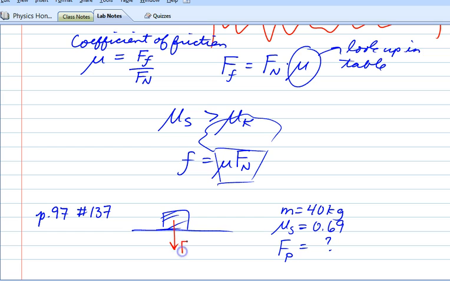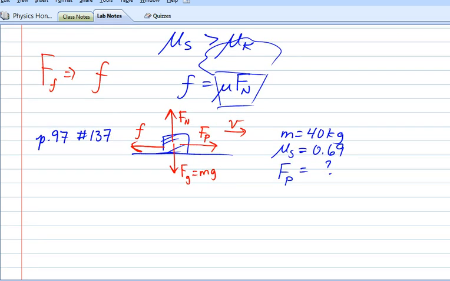So we have the force of gravity, which is equal to mg. We have the normal force, and if we wanted to move it to the right, friction would be pointing to the left. And sometimes I'll write the force of friction as just a lowercase f instead of Ff. And if I want something to move to the right, to overcome that amount of friction, I'm going to need to have a force of push.